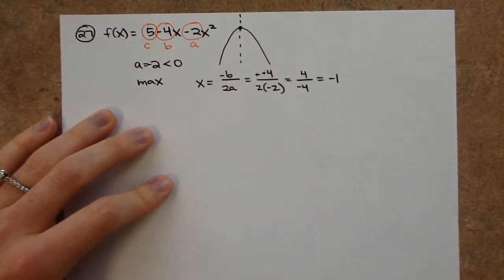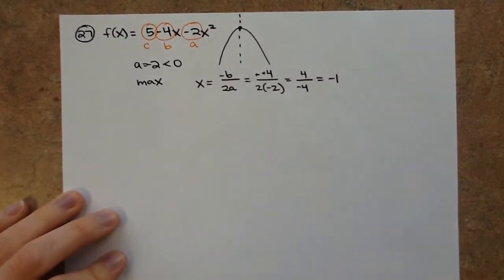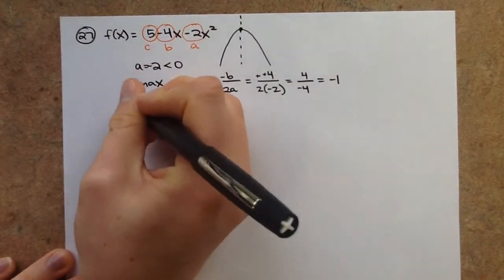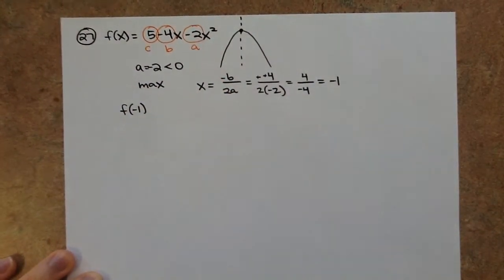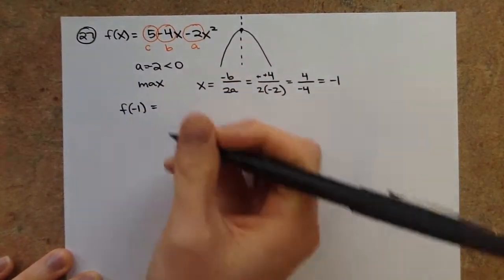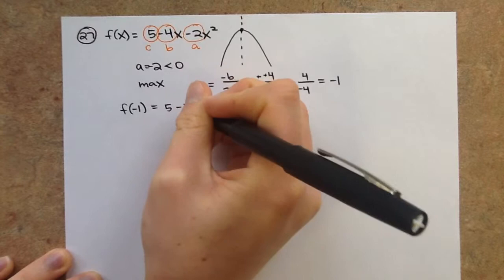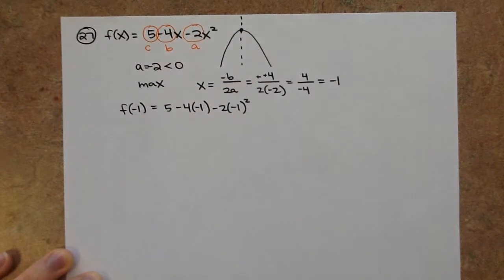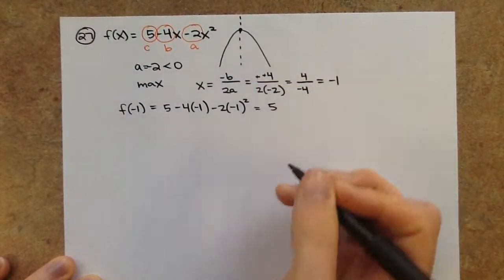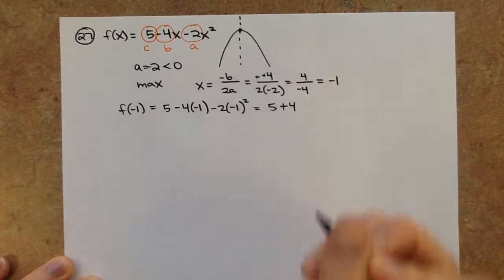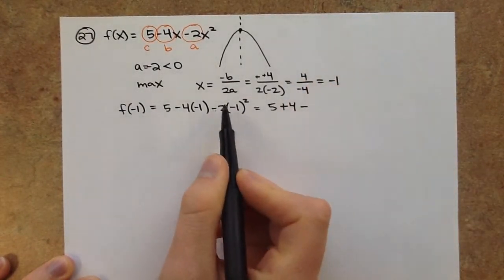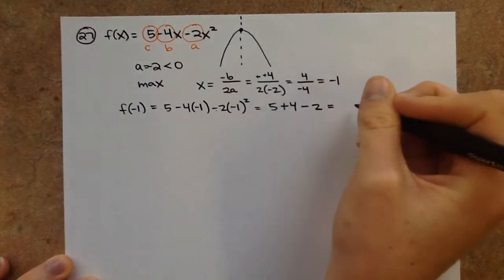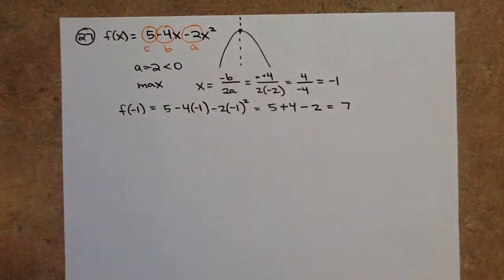I know that the vertex is going to lie on the axis of symmetry, and so I want to know what the function value is when x equals -1. That's what that notation means. Remember from the last lesson, I just replace every x with a -1, like that one and that one. So replace the x with a -1 and simplify up here. So 5, and then minus -4, and then minus 2 times 1, since -1 squared is just 1. So 5 plus 4 is 9, minus 2 is 7. So that is the value that we're looking for.